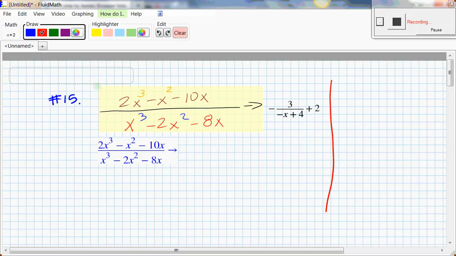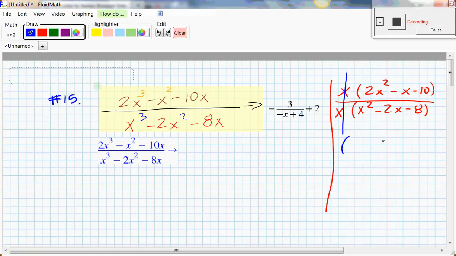But here's what I would do. First, let's factor out an x on the top, right? That would leave me with 2x squared minus x minus 10. Is that okay for everybody? On the denominator, I'd factor out an x. That would leave me with x squared minus 2x minus 8. Is that okay? Now does anyone notice anything right there right away? The x is canceled out, right? Because you're multiplying.